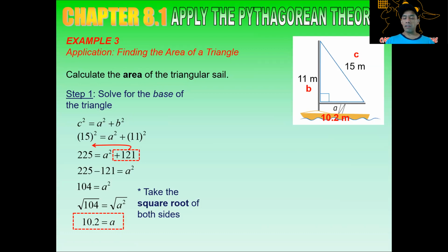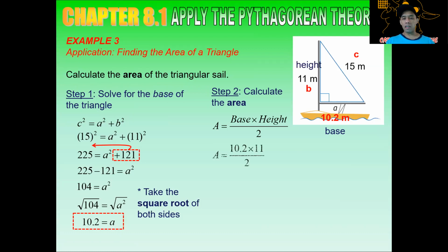Now we have all the information that we need in order to solve this problem. So our next step is to solve for the area using the formula base times height divided by 2. Now the base again is referring to the bottom of the triangle, so we're going to label that as base, and the height is the vertical distance of the sail here, the triangle in this case. That's going to be the height. So we're going to multiply those two numbers together and then solve and simplify.